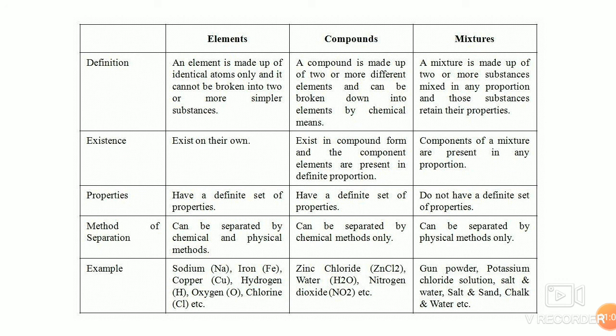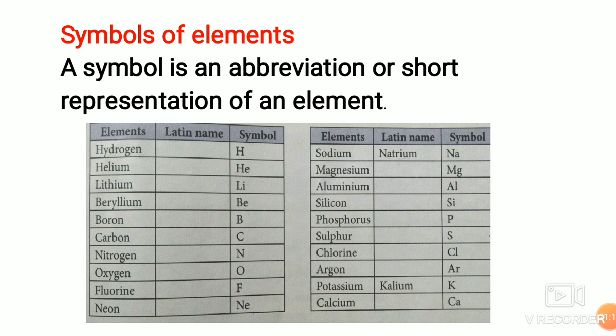Moving on to the next part, we will study about the symbols of certain elements. What is a symbol? A symbol is an abbreviation or short representation of an element, right? For example, hydrogen is having symbol H, helium He, lithium Li, beryllium Be, boron B, carbon C, nitrogen N, oxygen O, fluorine F, neon Ne.